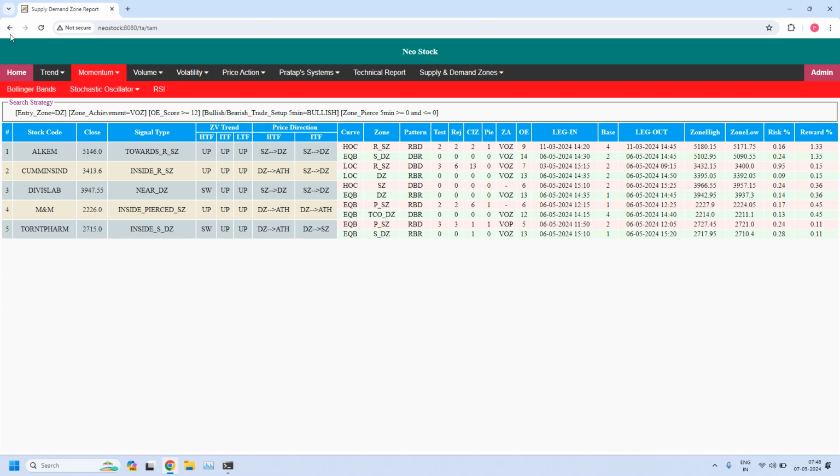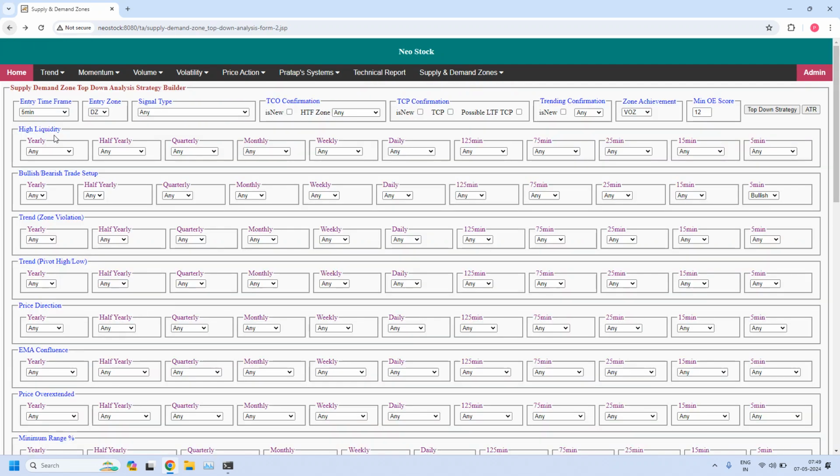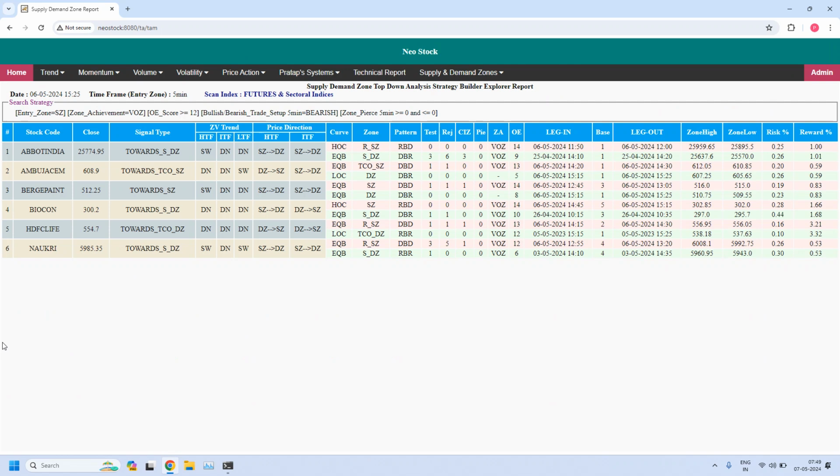Now let us generate bearish trade setup for hourly income trade. So I am going back. Entry time frame should be 5 minutes for hourly income trade. Entry zone should be supply zone for bearish trade setup. And in bullish or bearish trade setup in 5 minutes time frame, now I am selecting bearish. And all the 3 filters are the same as what we said earlier, but this time the filters are applied to the supply zone. Now let us generate the report. So these 6 stocks are filtered. They are supporting bearish trade setup for hourly income trade.